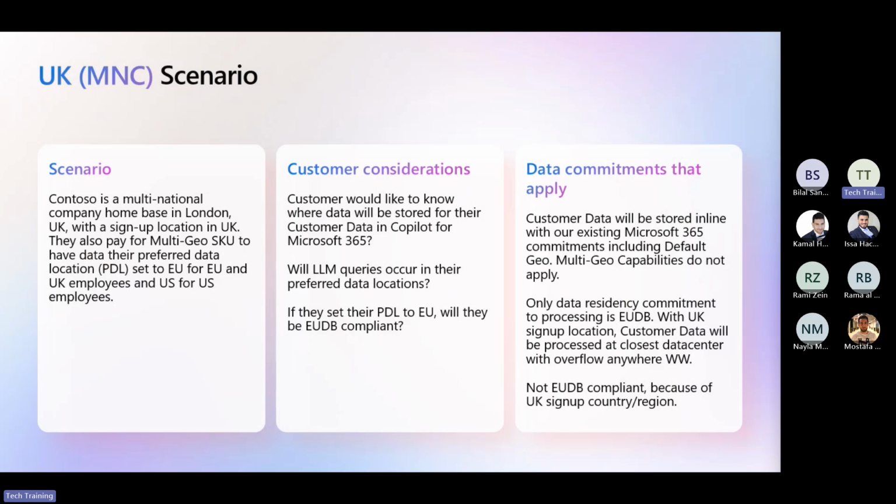You just use the local SKUs that are enough for you. But when you have a UK MNC scenario, they have a head office in London and they have another one in New York, if I'm not mistaken. So they would need to have what is called the multi-geographical SKU for logging in. So they need to sign in from different locations of the world.